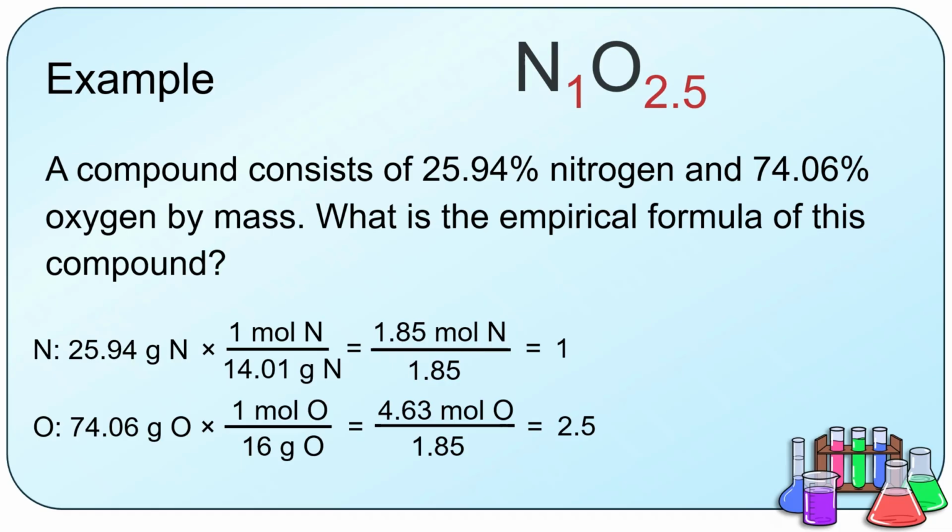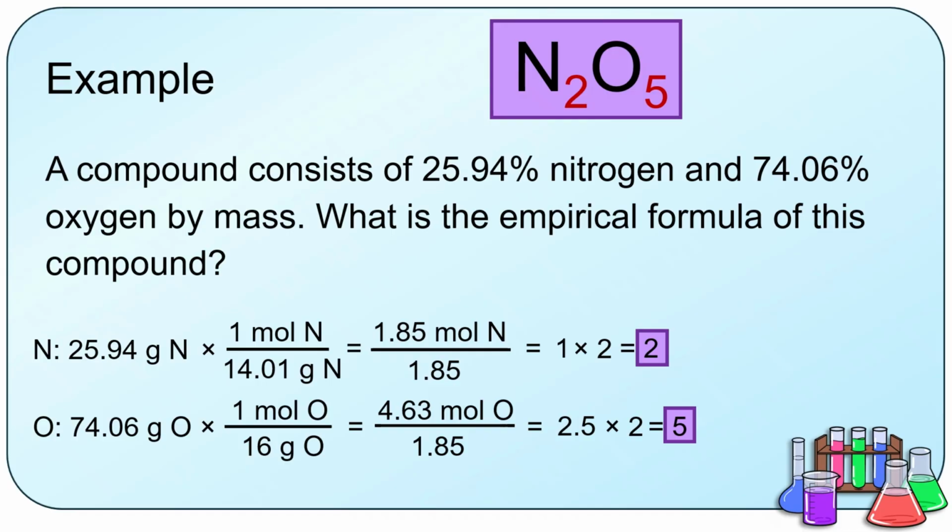Step 4 is math, which means multiply to get whole numbers. I need to get rid of this 0.5 and 2.5, so I'm going to multiply both numbers by 2. Again, I'm multiplying them both by the same number to keep my ratio the same. Now I have whole numbers, and these will be my subscripts. The empirical formula of this compound is N2O5.